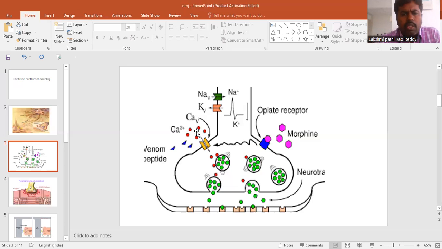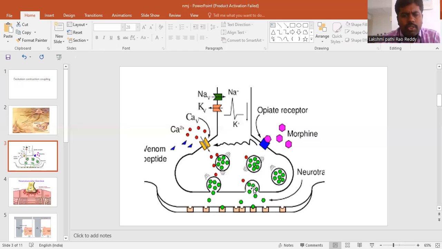Depending upon the nerve fiber, the neurotransmitter changes. At the neuromuscular junction, the neurotransmitter is acetylcholine. So the neurotransmitter is acetylcholine.